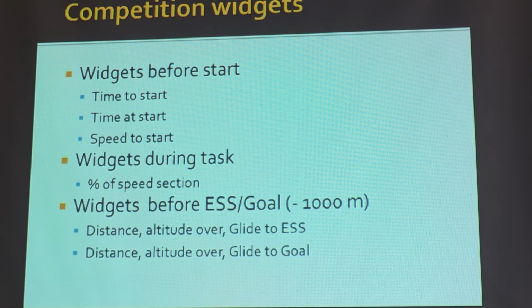So just a reminder of the widgets that are directly linked to competition. Before the start, you have 3 widgets: time to start, time at start, and speed to start. Personally, I only use the speed to start. It is very, very convenient.